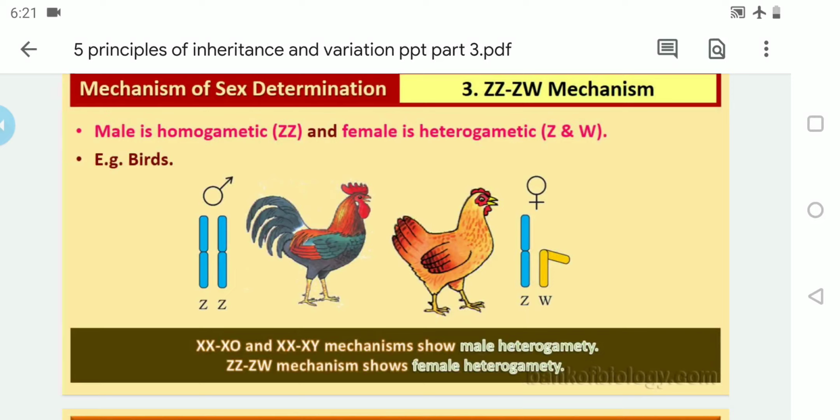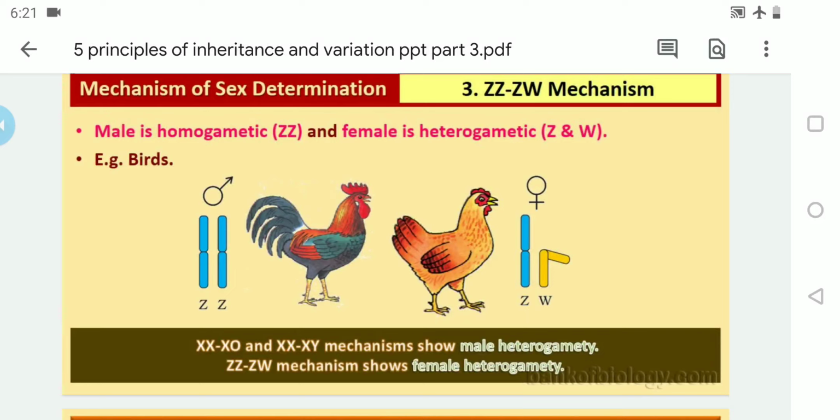Simply to remember, in case of male heterogamety, the male produces two types of sex chromosomes. So that's why it is considered male heterogamety. Okay, remember XX, XO type of sex determination, best example grasshopper, and XX, XY type of sex determination in Drosophila and man is the best example for male heterogamety.